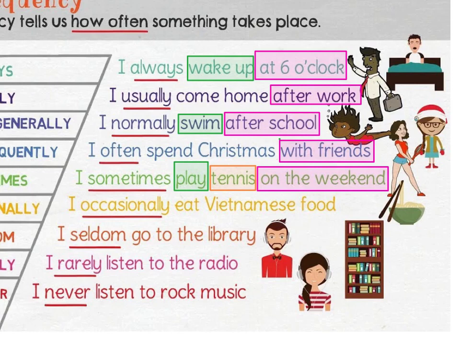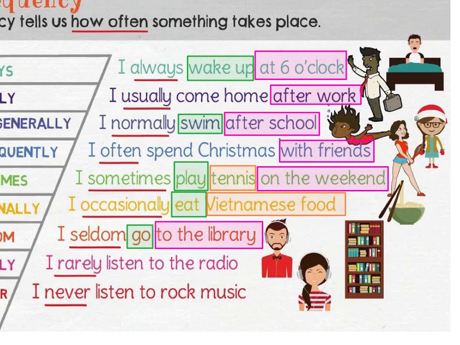I occasionally eat Vietnamese food. What's our verb? Eat. Eat what? Vietnamese food. I seldom go to the library. I seldom do what? Go. Go where? To the library. That's our prepositional phrase. I rarely listen to the radio. I rarely do what? What's our verb? Listen.